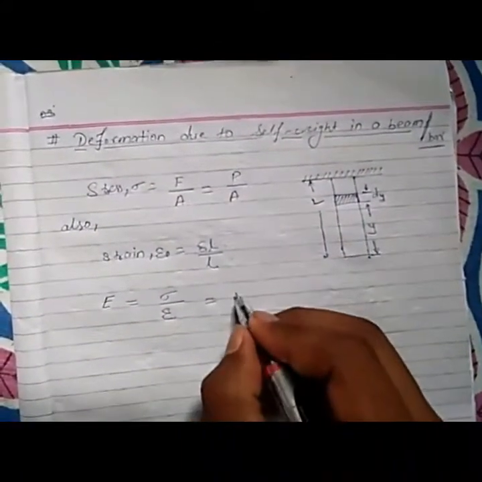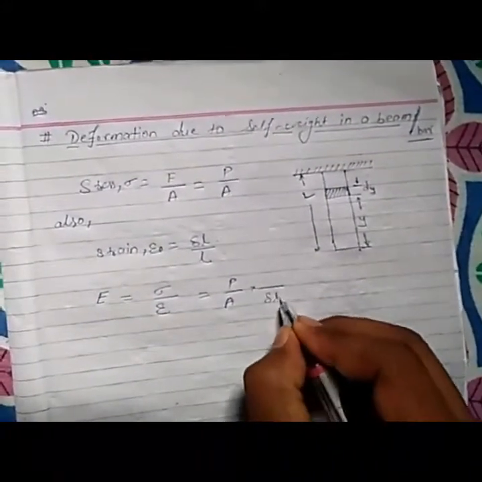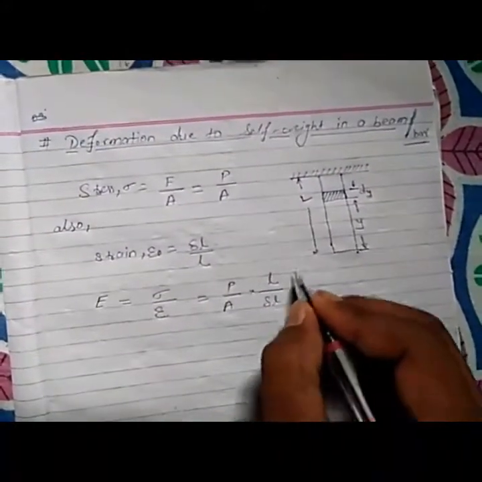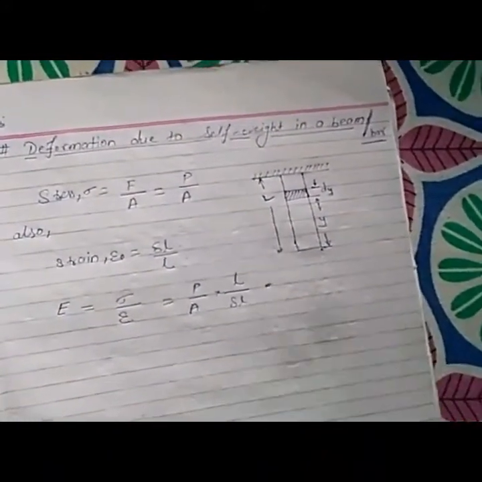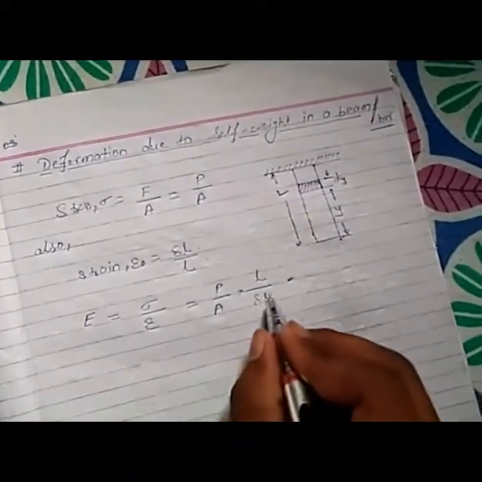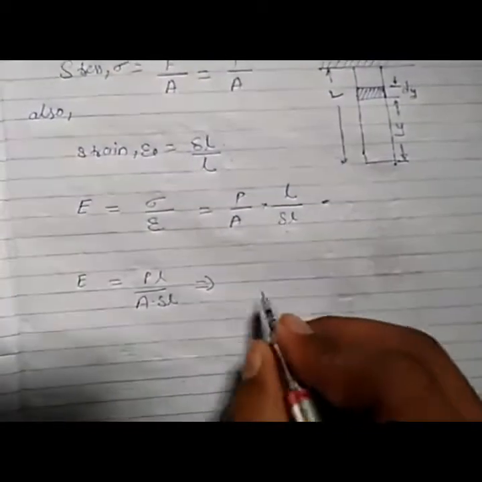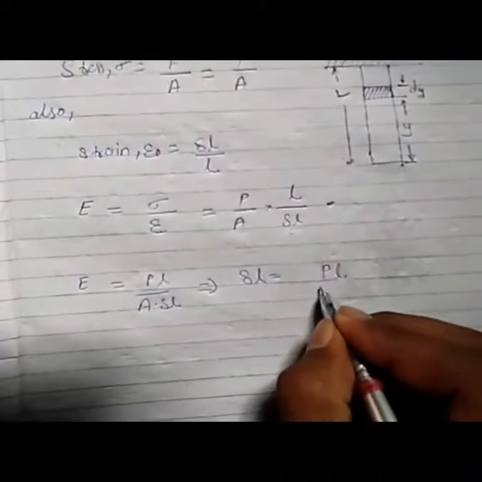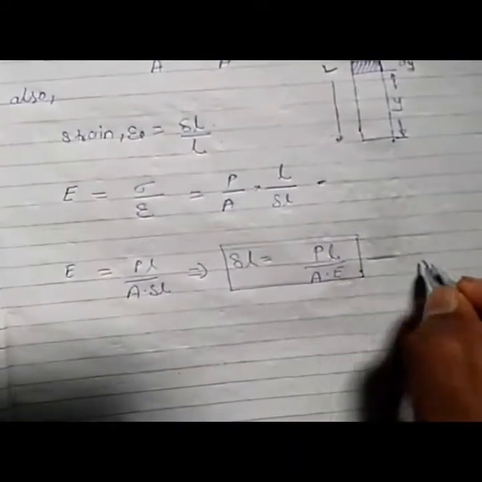Now putting the values of stress and strain, we get P by A divided by strain, delta L by L. From this equation we get E is equal to PL by A delta L. Now taking delta L to the left side, we get change in length is equal to PL by A into E. This is an important equation for the stress and strain condition.